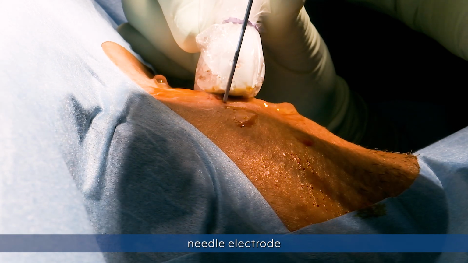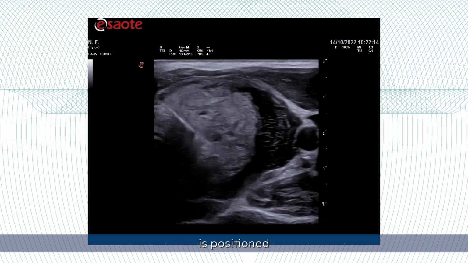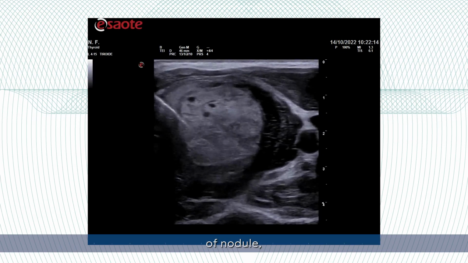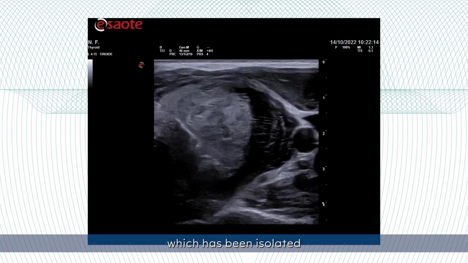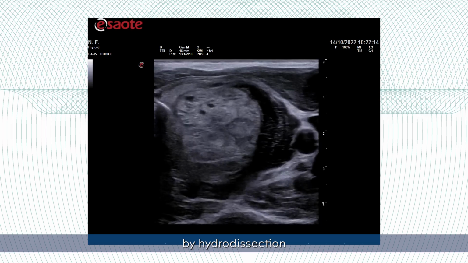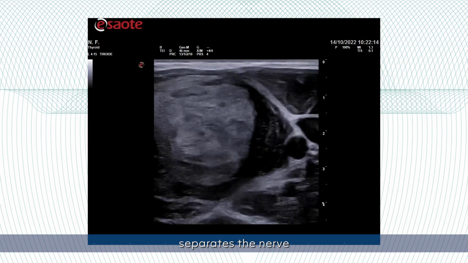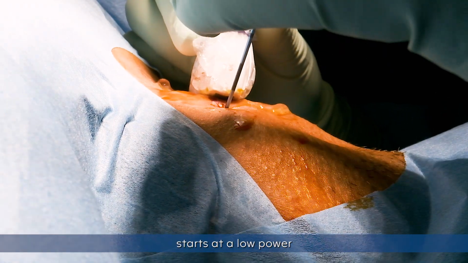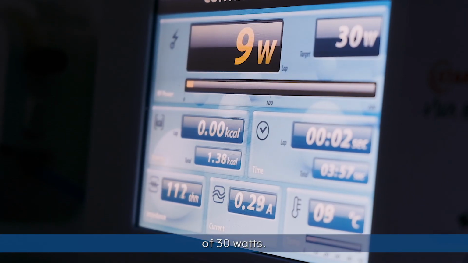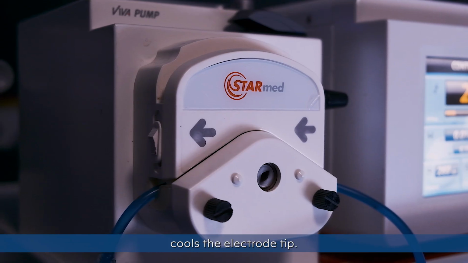In the following phase, a radiofrequency needle electrode is inserted. The needle electrode is positioned in the inferior portion of nodule, adjacent to danger triangle, which has been isolated and protected by hydrodissection, which, more specifically, separates the nerve from the nodule. The initial generator setting starts at a low power of 30 watts. A peristaltic pump cools the electrode tip.